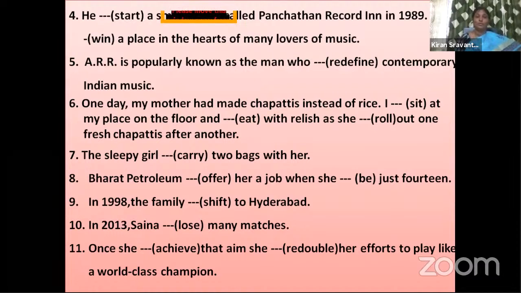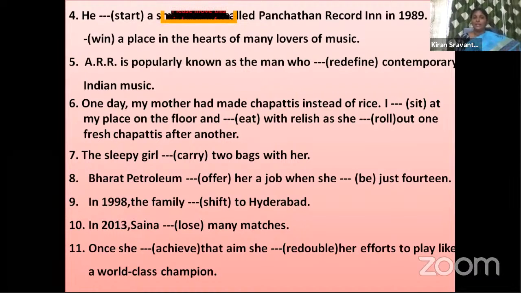Then coming to the first unit, first module, My Mother. One day my mother had made chapatis instead of rice. Then I sat at my place on the floor and ate with relish as she rolled out one fresh chapati after another. Then coming to the seventh sentence, the sleepy girl from Aim for the Stars carried 2 bags with her. Then the eighth one, Bharat Petroleum offered her a job when she was just 14.